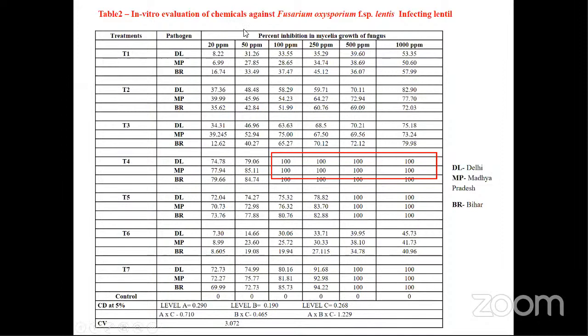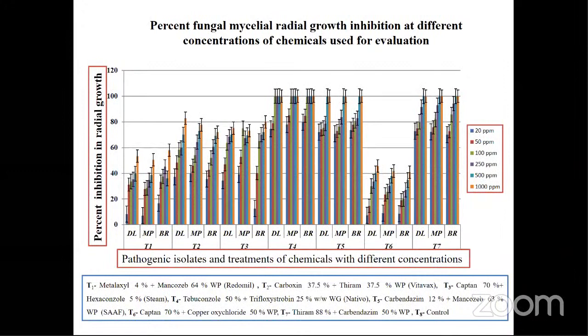Okay, sir. Among the different chemicals, tebuconazole plus trifloxystrobin showed the highest percent inhibition of mycelial growth from 100 ppm onwards as compared to the other treatments. This is the graphical representation of the different chemicals used, with the treatment tebuconazole plus trifloxystrobin, that is Nativo, showing the highest inhibition percentage as compared to the other treatments.